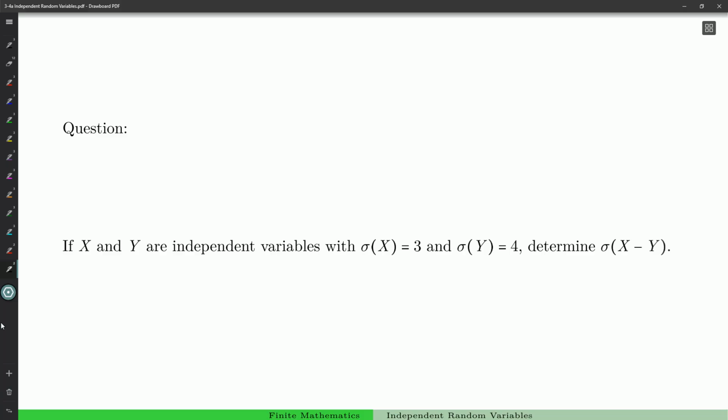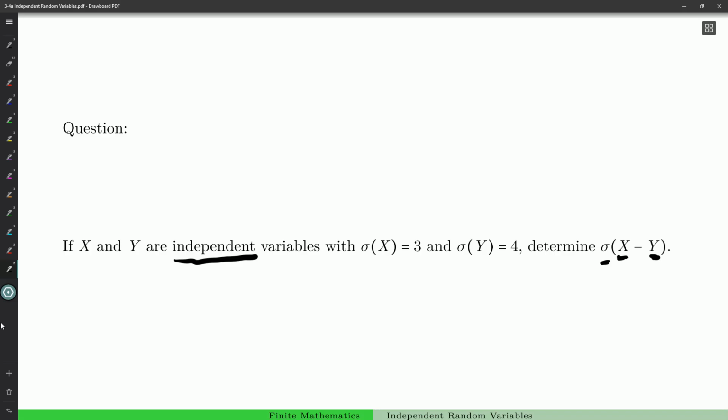And notice they have said that these variables are independent, so that gives me a few more formulas that I can work with. Because we don't have a whole lot of information. We don't have PDFs or expected values or anything we can do. So we have to rely on formulas. So think, what formulas did we have involving two random variables and standard deviation?